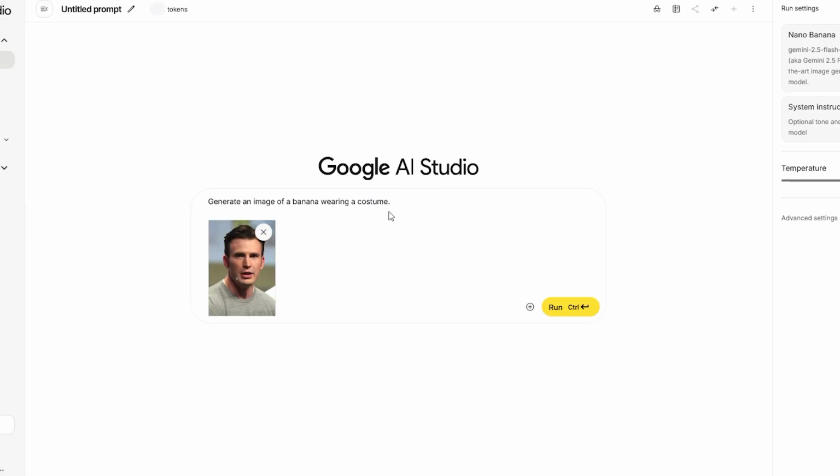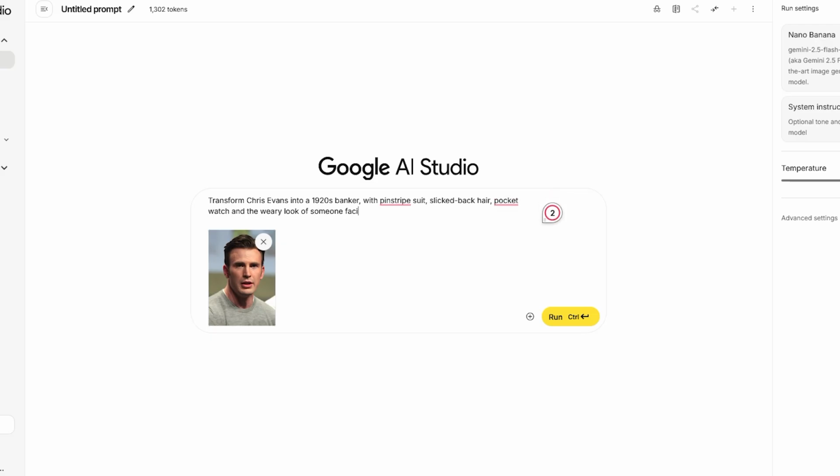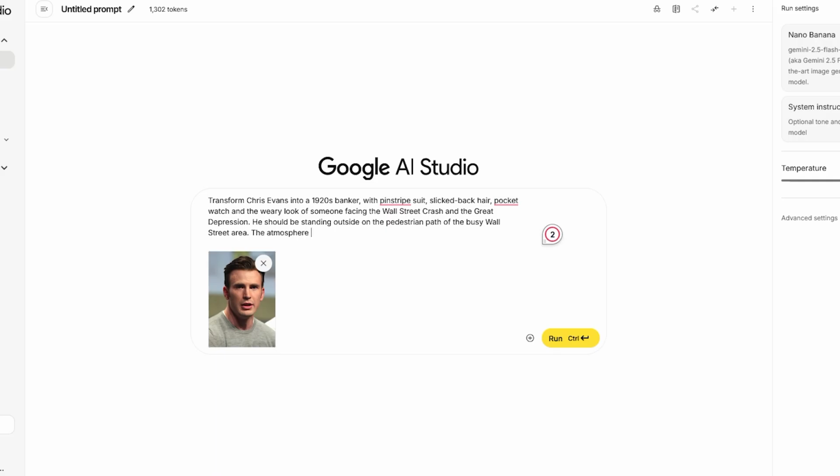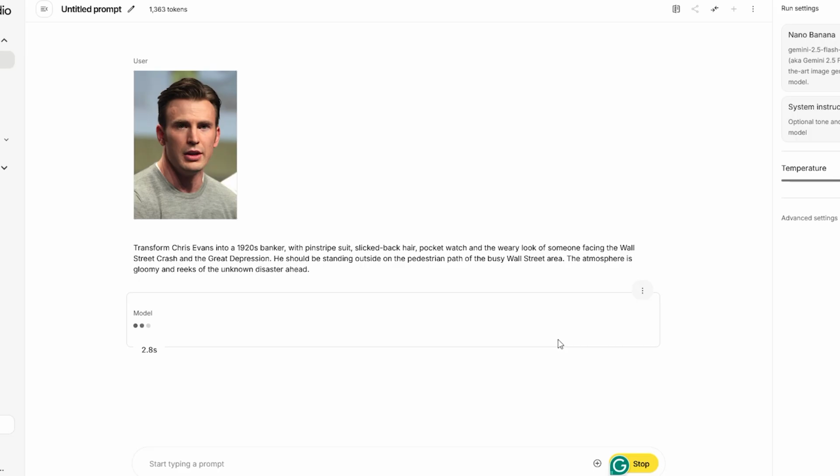Following this, I inputted my challenge to Nano Banana. Transform Chris Evans into a 1920s banker with a pinstripe suit, slicked back hair, a pocket watch, and the weary look of someone facing the Wall Street crash and the Great Depression. He should be standing outside on the pedestrian path of a busy Wall Street area. The atmosphere is gloomy and reeks of the unknown disaster ahead. Then I clicked the enter button and waited for a few minutes.